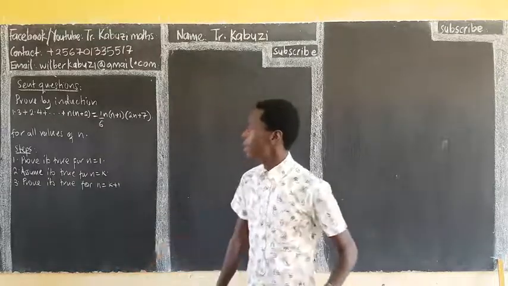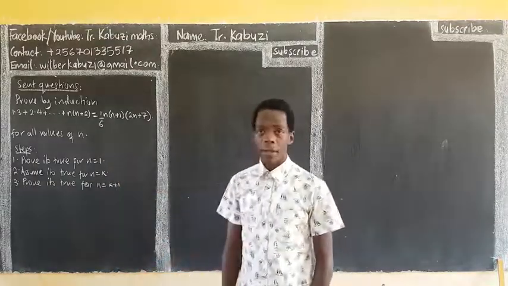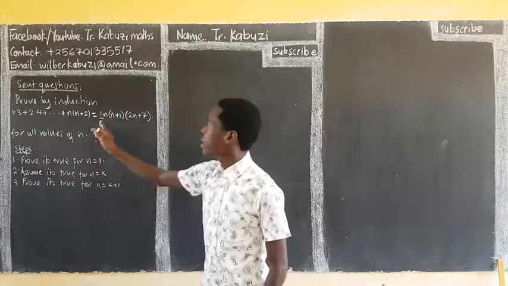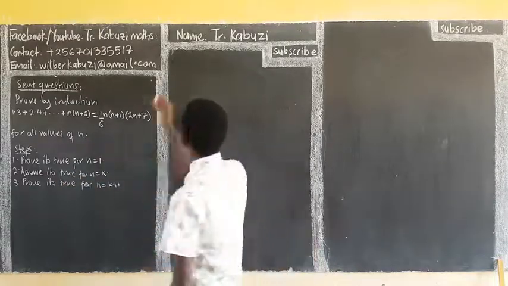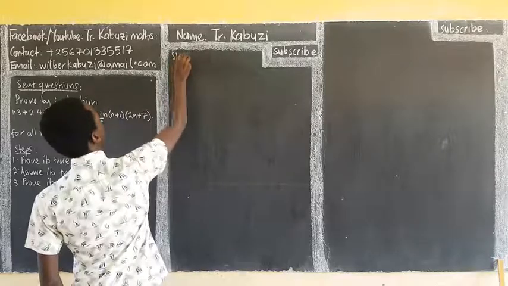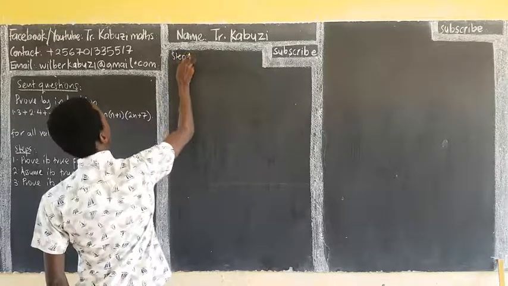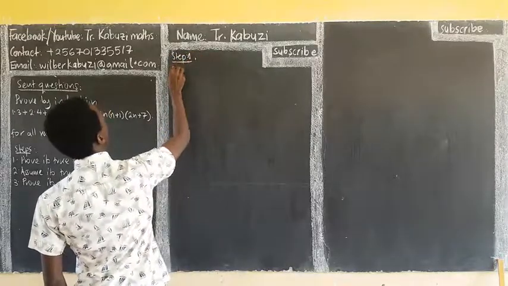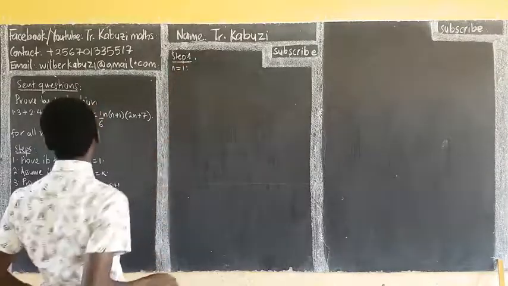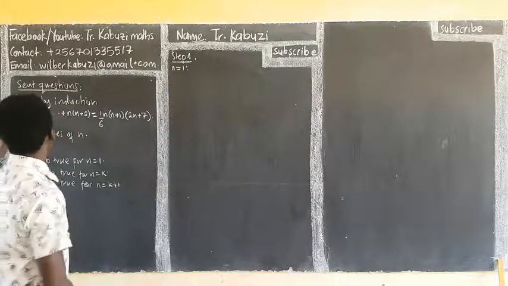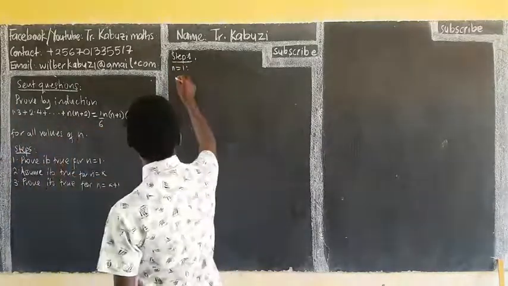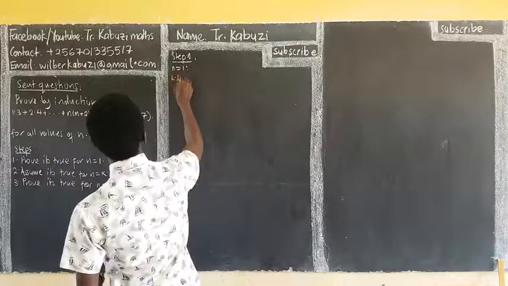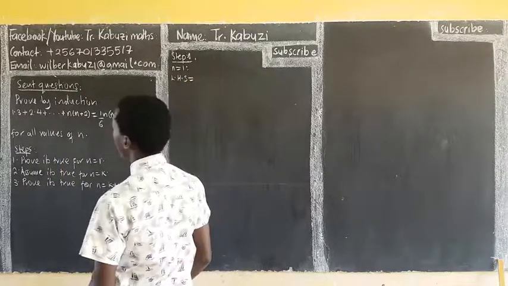So let me handle this. I'm going to start with step 1. Prove it's true for n is equal to 1. So step 1. When n is equal to 1, we have 2 parts. We have the left and then the right. So I'm going to say this is my left hand side.